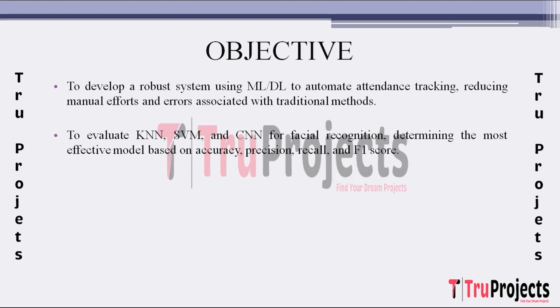And the objective is to evaluate and compare the performance of k nearest neighbors, support vector machines, and convolutional neural networks for facial recognition in an attendance tracking system. This involves assessing metrics such as accuracy, precision, recall, and F1 score to determine the most effective model.